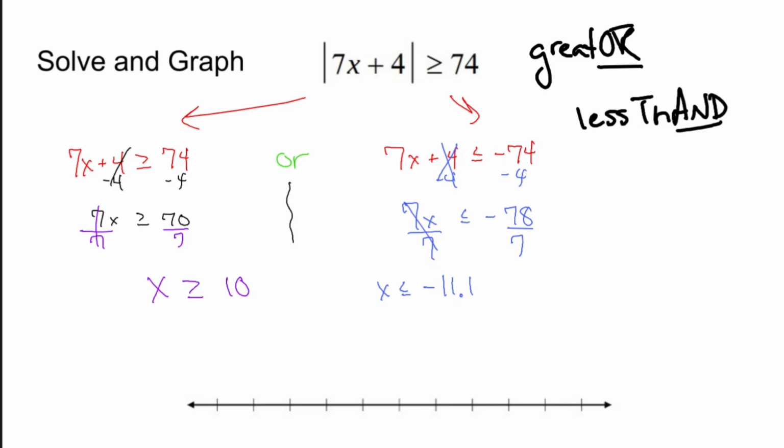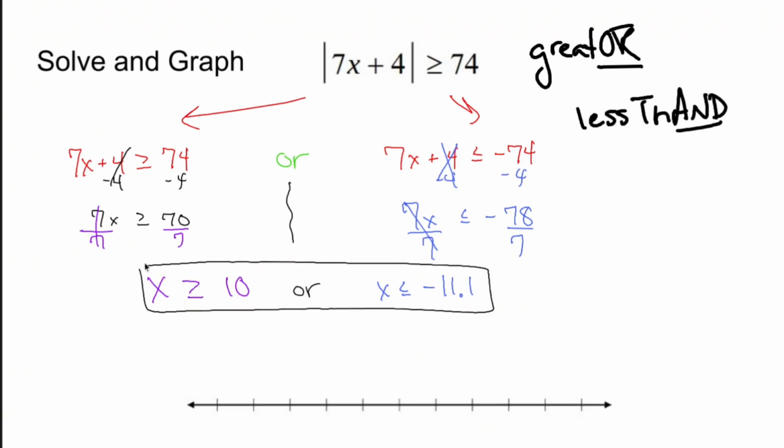What's my word in the middle? Or. So that's me solving it. Now it's time to graph. When graphing these, if it's an "or" statement, you can have both number lines on the same number line. Since these are far apart, I'll go by 5: 0, 5, 10, 15, 20, 25.